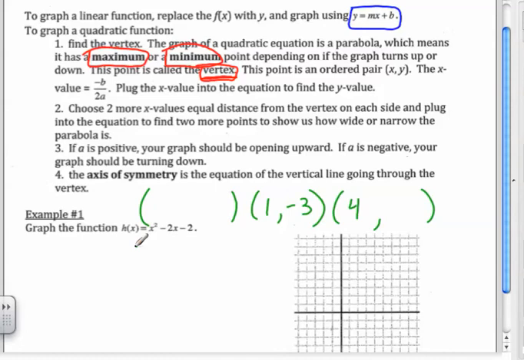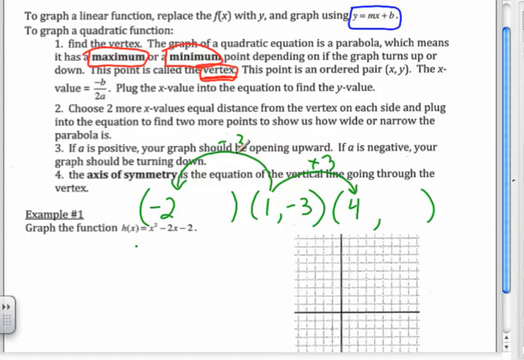Eric? 0. Not 0. Ben? -4. Not -4. No. Ian? -3. Not -3. Arjun? -2. Why -2? Well, think about this. From 1 to 4 is +3. From 1 to -2 is -3. They're the same distance from the vertex along the x. Do you understand what I'm saying?